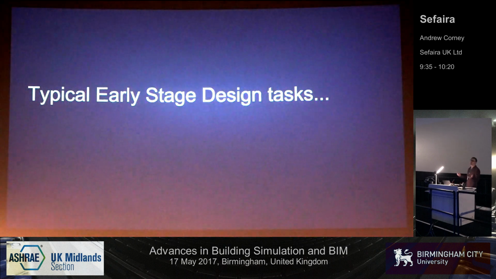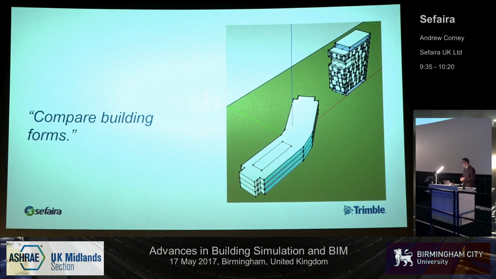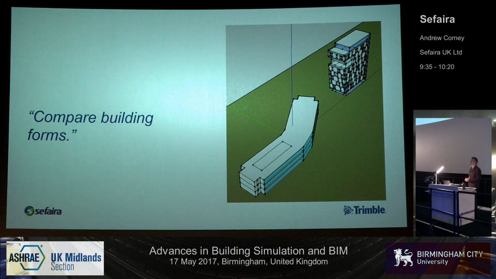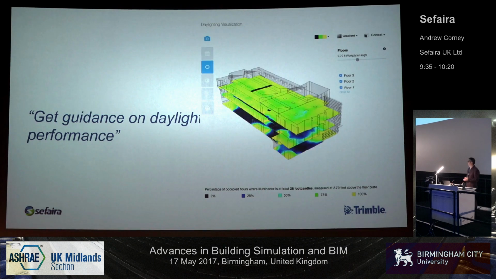What are some typical early stage design tasks that we know people are doing during projects? Well, very early on, and this is a bit extreme, people might be comparing building forms. Is this form better than that form? Assessing some preliminary passive design strategies like shading on the building, how effective different shading strategies are, or how effective natural ventilation is going to be. Getting preliminary guidance on daylight. Am I bringing enough daylight into the building with the form that I have?